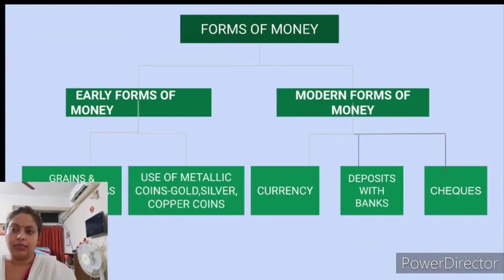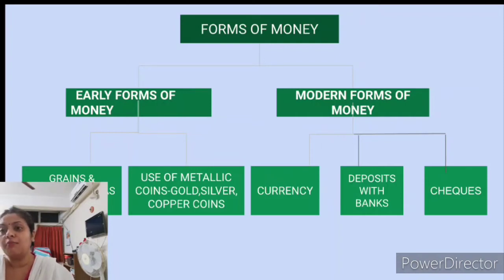Now let's come to the forms of money. As I said, at the very beginning, forms of money included exchange of commodities, grains, cattle. Then we moved to metallic coins, silver, gold, etc. Then came the modern times, wherein we started using currencies, deposits with banks, and checks. And this is the category that we are going to study in detail in this chapter. We are going to study the modern forms of money.